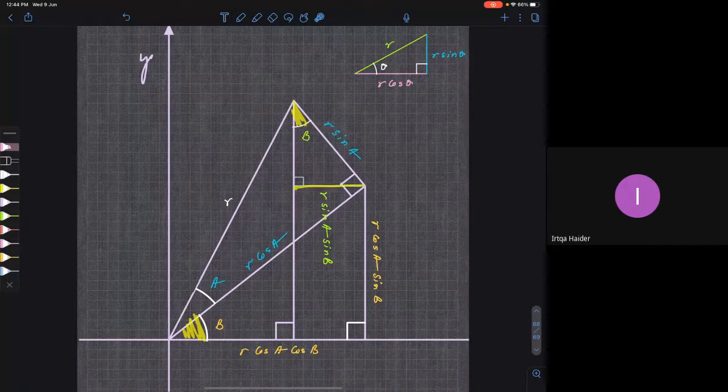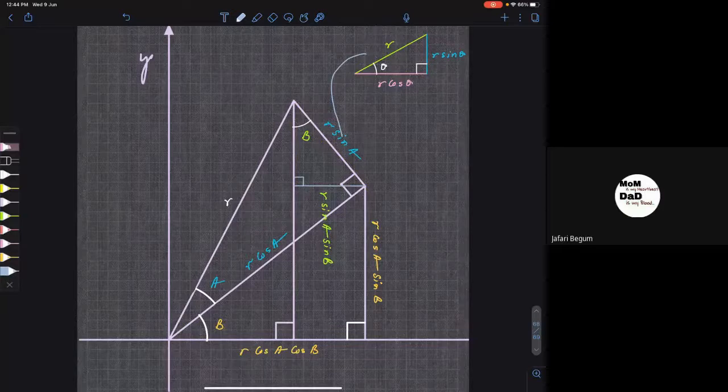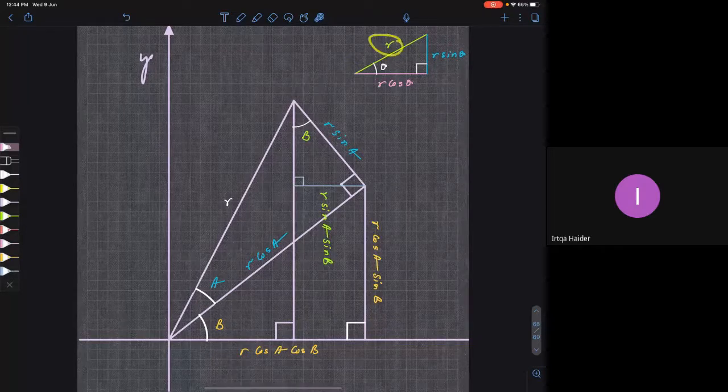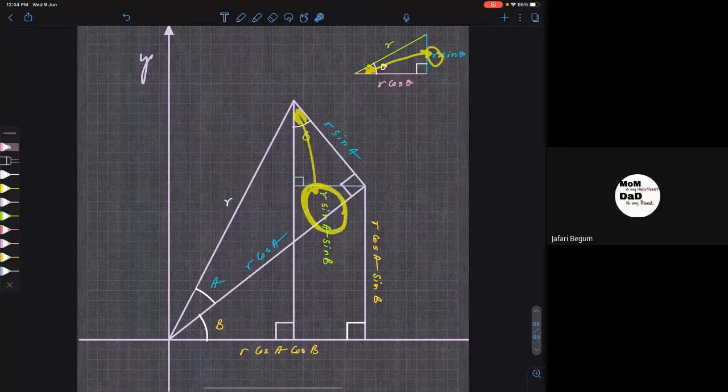Now look at this triangle. Compare it with this triangle. In place of R, what do you have here? Hypotenuse, R sin A. So in place of R, it is R sin A. For the opposite side of B, which is the opposite side of theta, compare it. In place of R, what will you take? R sin A. And in place of sin theta, what will you take? sin B. Are you getting my point?